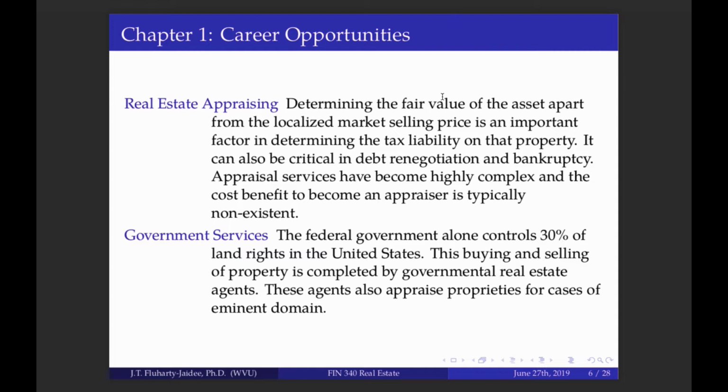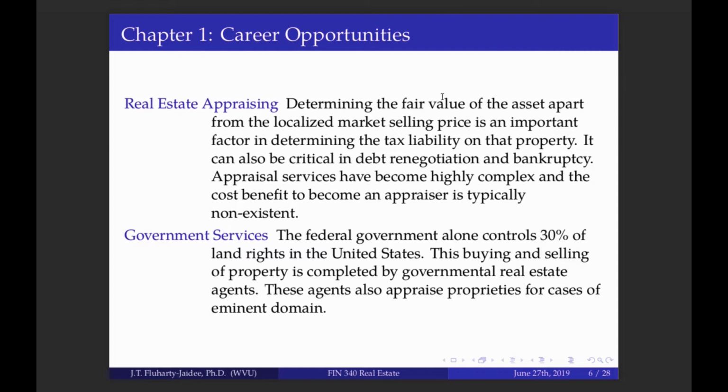Unfortunately, however, because it is so complicated to do appraising services now, the pay does not often outrank that of a residential broker, which again was very low commission and high frequency, so it almost has no benefit to becoming an appraiser rather than a residential broker. And today, few people become appraisers, and it's very difficult to get appraising services done now, and the cost is beginning to go up. Government services.